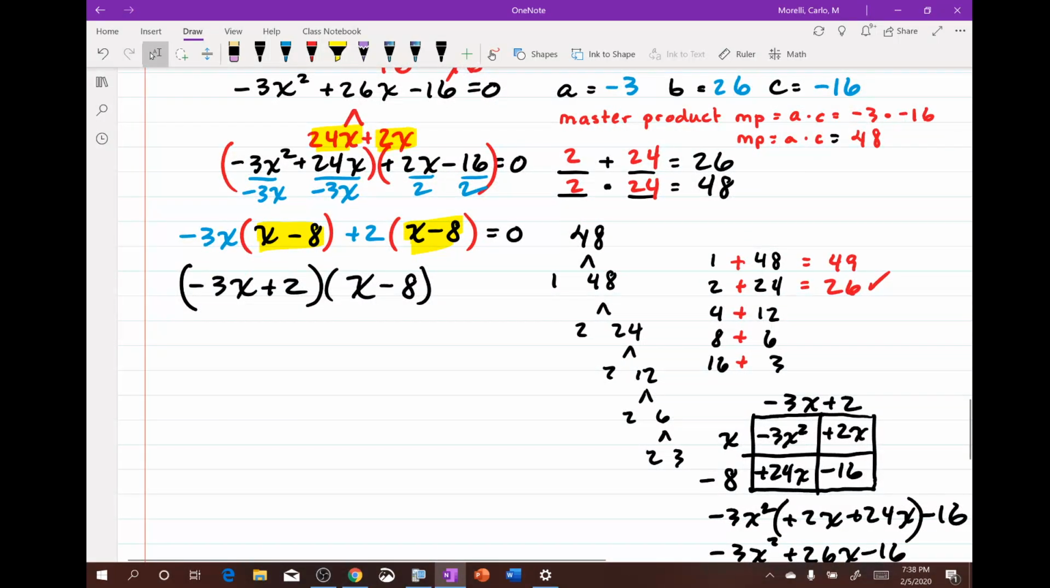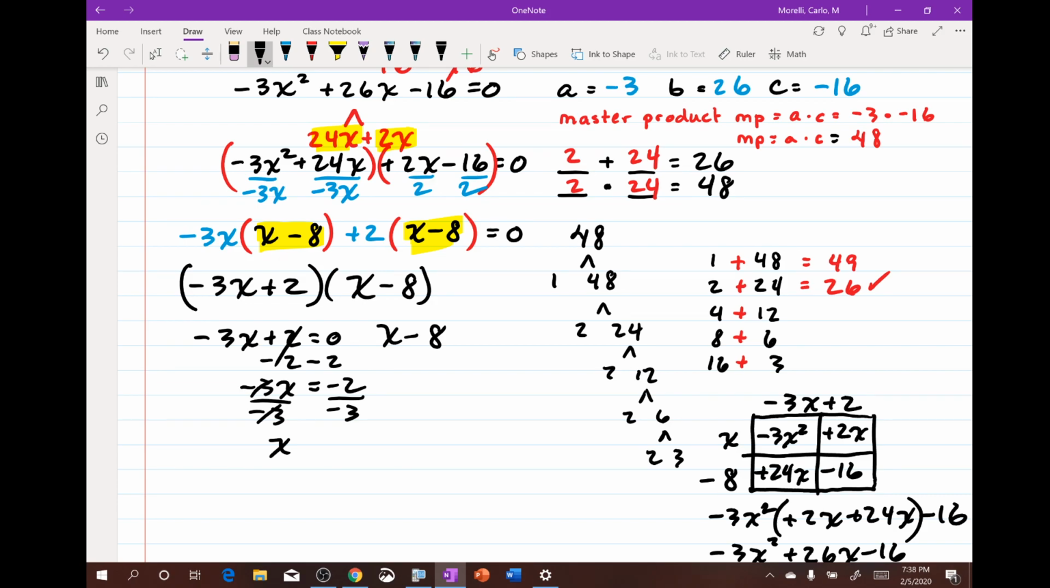Now all that's left to do is set both of these factors equal to 0 and solve for x. Negative 3x equals negative 2, and x equals 2/3. Here we have x minus 8 equals 0, plus 8 on both sides, x equals 8. Now remember, 2/3 is 0.6 repeating. So what I'm looking for are these two solutions when I check it in the TI: 0.6666666 and also 8.